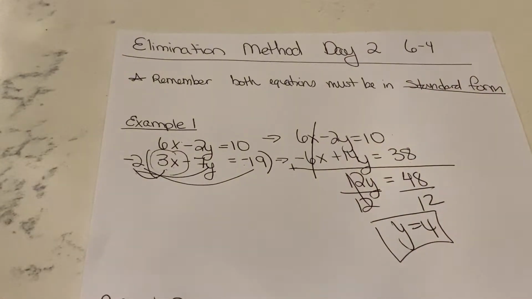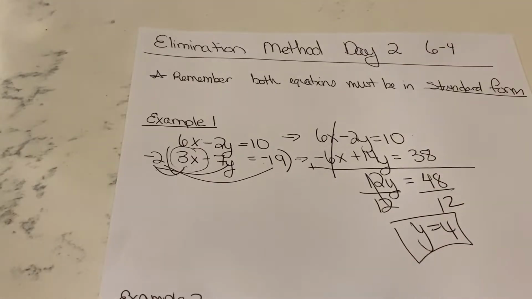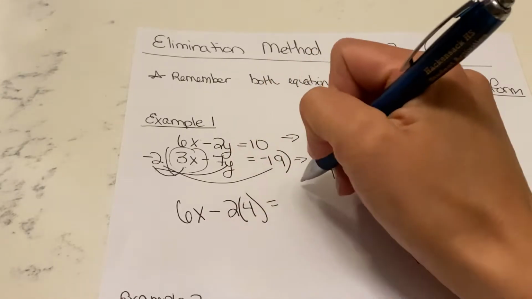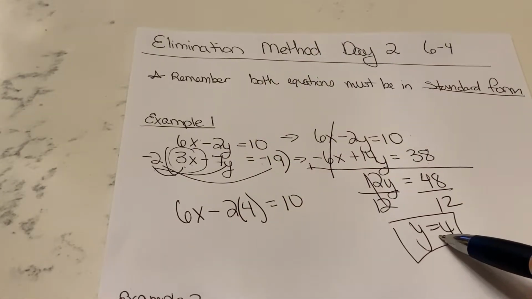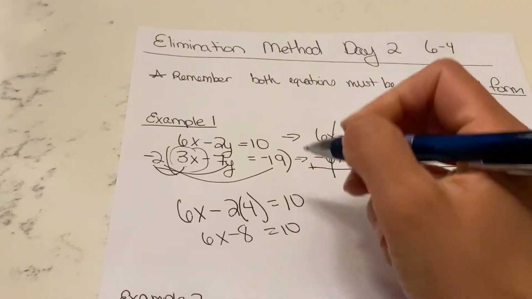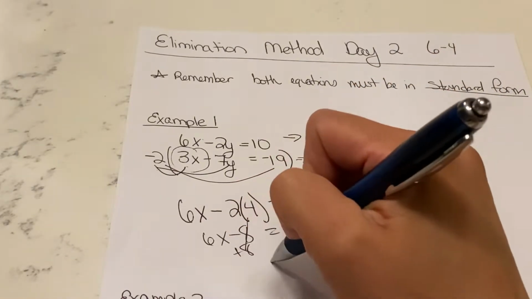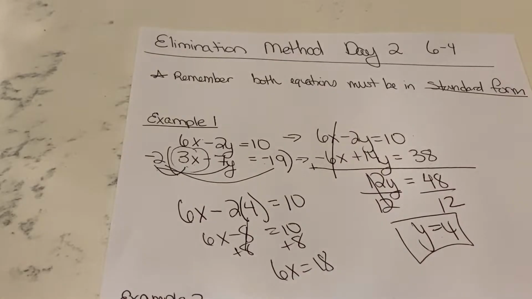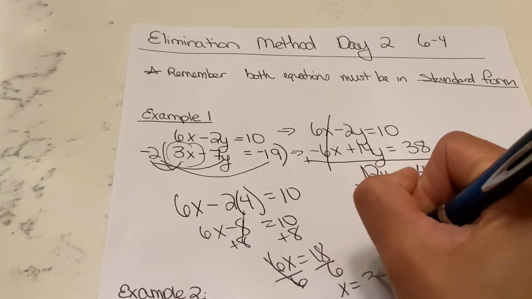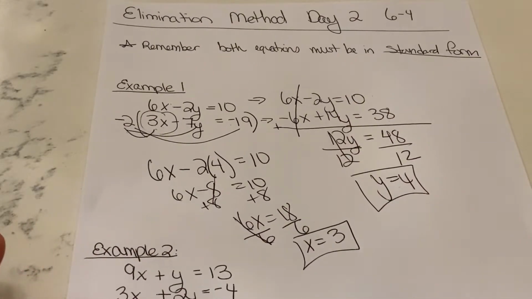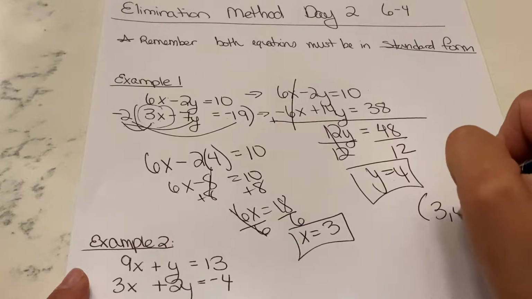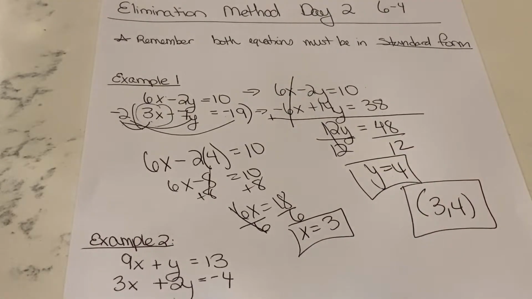Okay, so that means now I'm going to pick one of my equations. I'm going to pick the first equation. And I'm going to substitute in the 4 that I found for y. I'm going to solve this equation for x. So 6x minus 8 equals 10. Add 8. Divide by 6. And I get x equals 3. Okay? So therefore, the point of intersection of these 2 lines is at 3, 4. And that's my answer. All right?